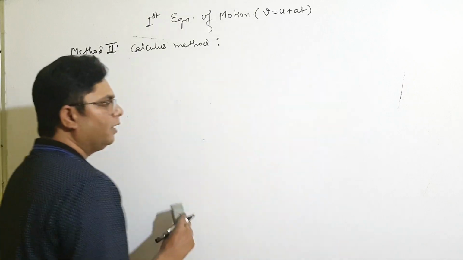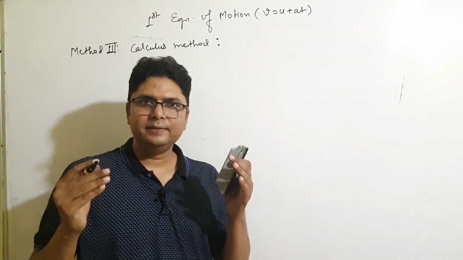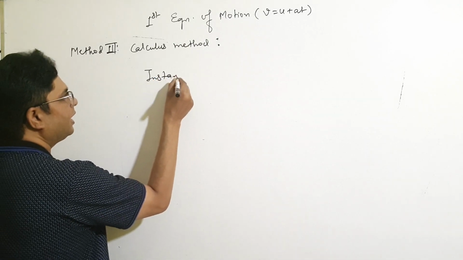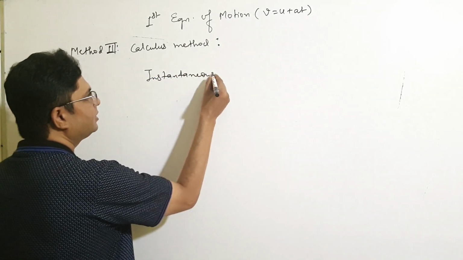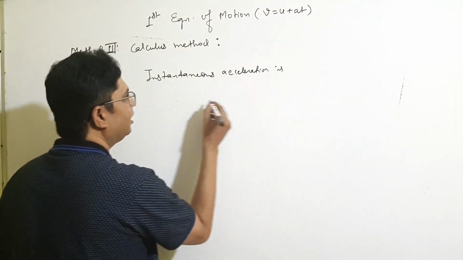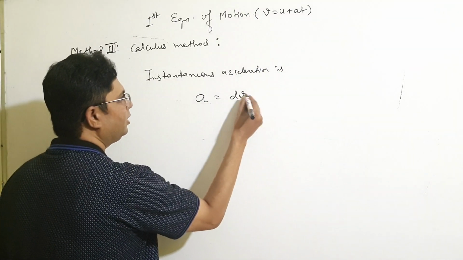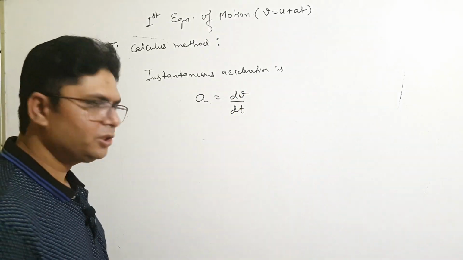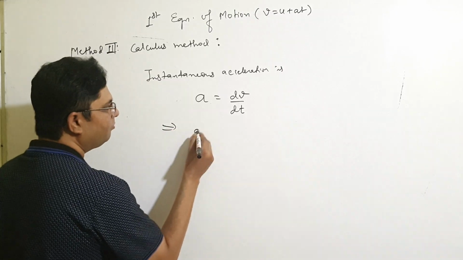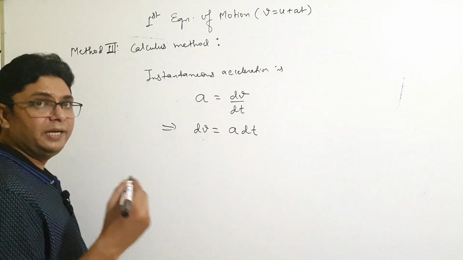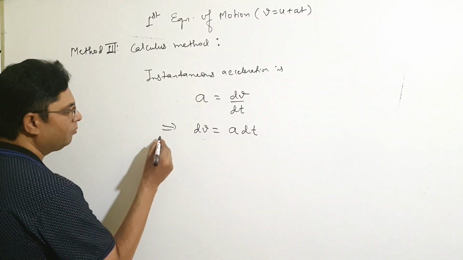So instantaneous acceleration is A equals dv upon dt. This is said to be instantaneous acceleration. So you have dv equals A into dt. Let's integrate it with proper limit.